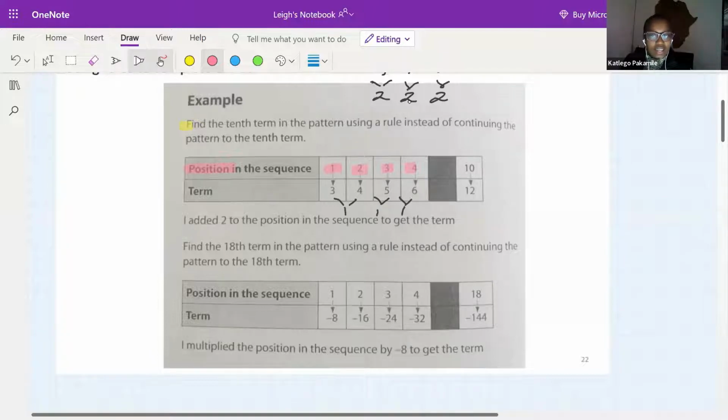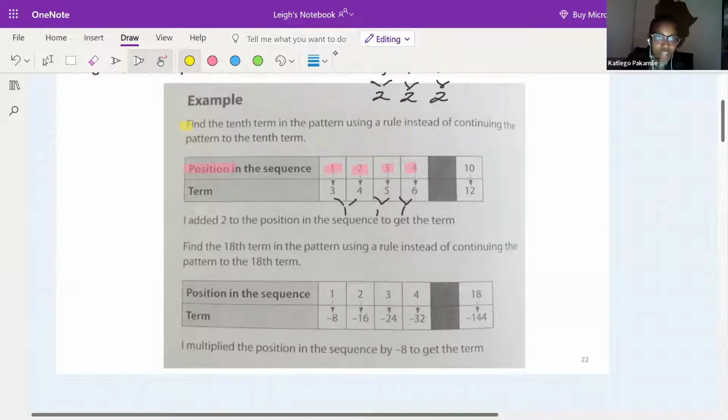Sorry, ma'am. I didn't see my hand was up and I was still trying to understand. Sorry. Okay, but did you understand my explanation? Not really.